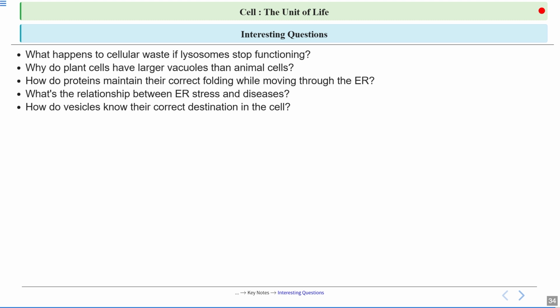Okay, like vesicles, they are released from the ER and then they go to the cis phase of the Golgi apparatus. So, how is this happening? How is this coordination occurring? Okay, how do they know where to go? Clear? So, think about these questions.